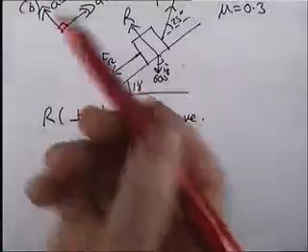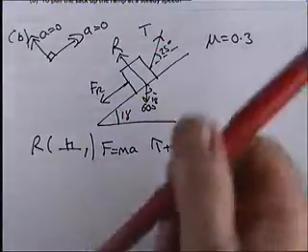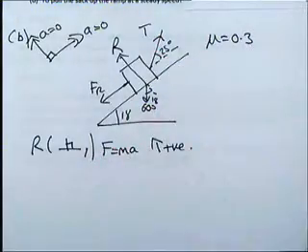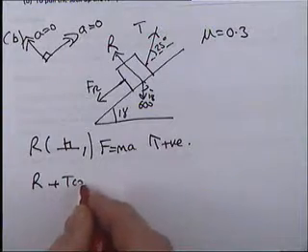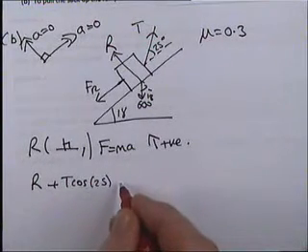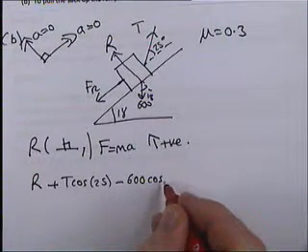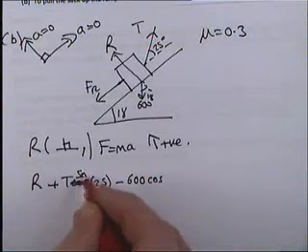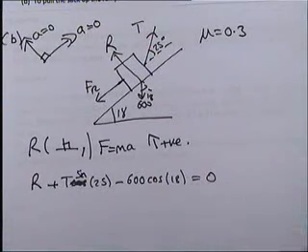Everything acting out of the slope is positive, everything acting into the slope is negative, because that's how we've defined it in this diagram, and everything at a right angle perpendicular to that is 0. So we have R plus T cos 25 minus 600, apologies, that's not cos, that's sine 25, 600 cos 18 equals 0.